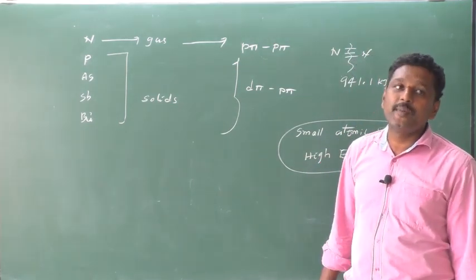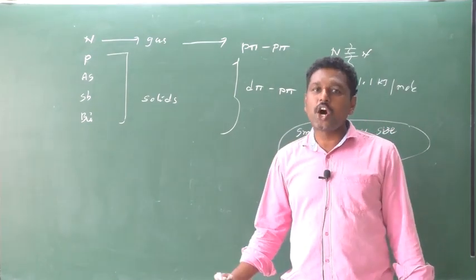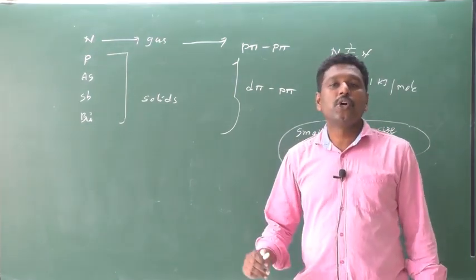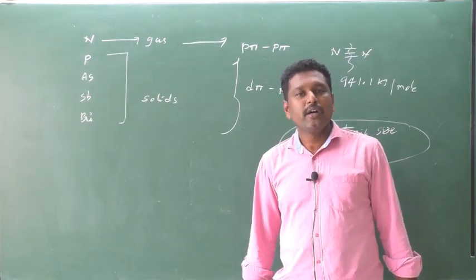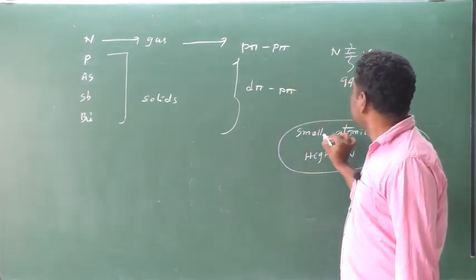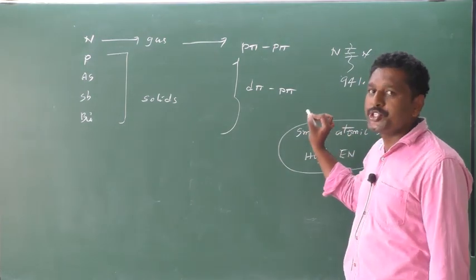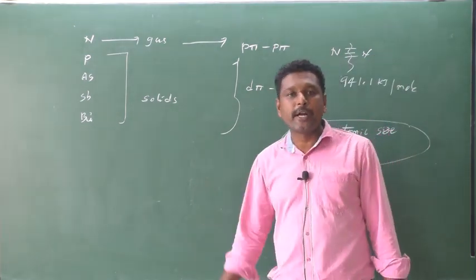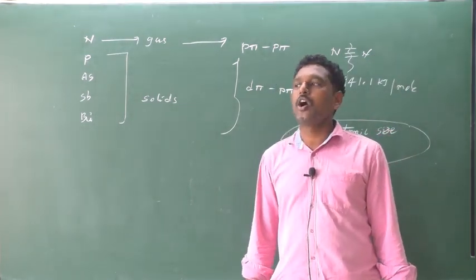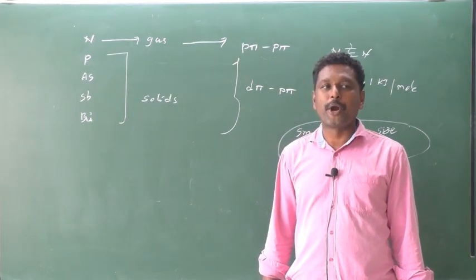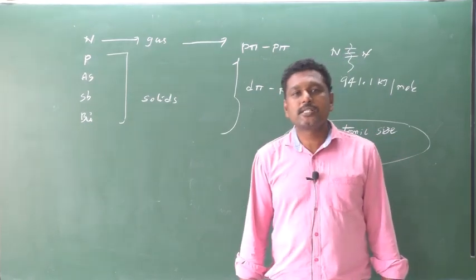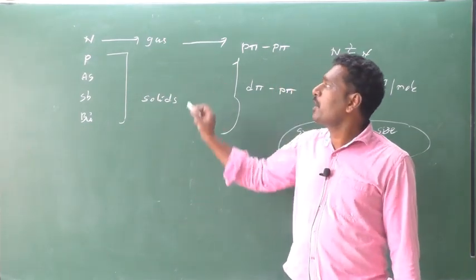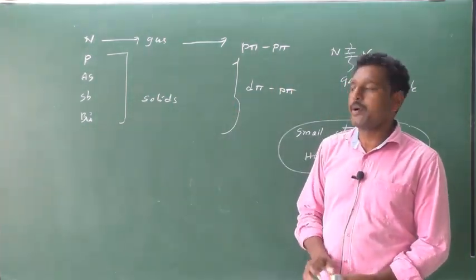The highest electronegative element is fluorine, after that oxygen and nitrogen. So these all have the highest electronegativity. Because of these two reasons, nitrogen exhibits different properties. These properties are called anomalous properties. What are the anomalous properties? I have already given them.